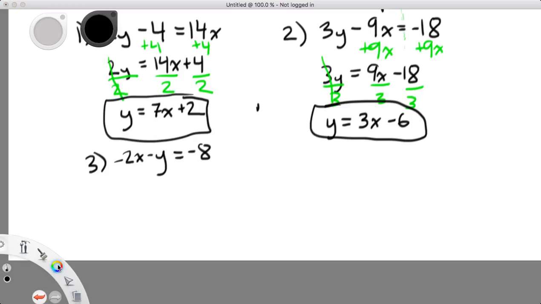Then we have to get y all by itself. Divide by 3 to get rid of that coefficient. Every term needs to be divided by 3. These cancel out, and you're going to end up with y all by itself. 9 divided by 3 is 3, so you get y equals 3x minus 6.